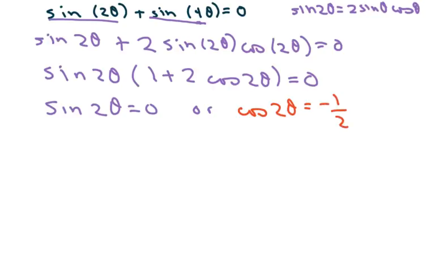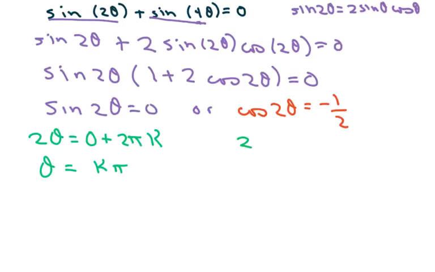Now, we know from our prior knowledge that 2 theta is going to equal 0 plus 2k pi. So theta equals k pi.